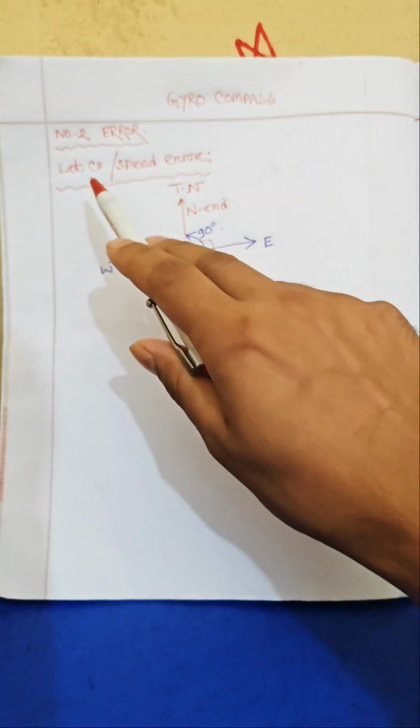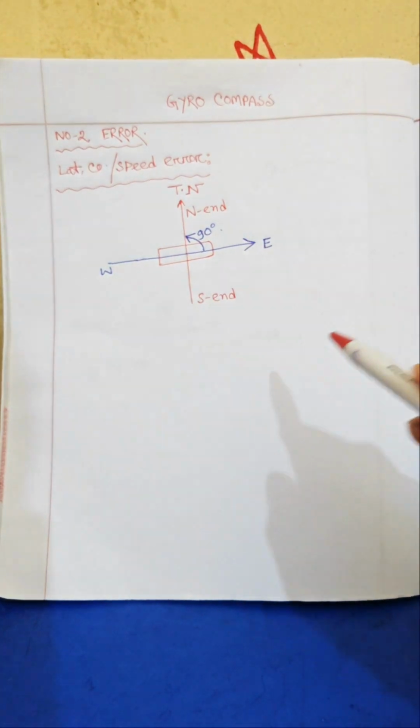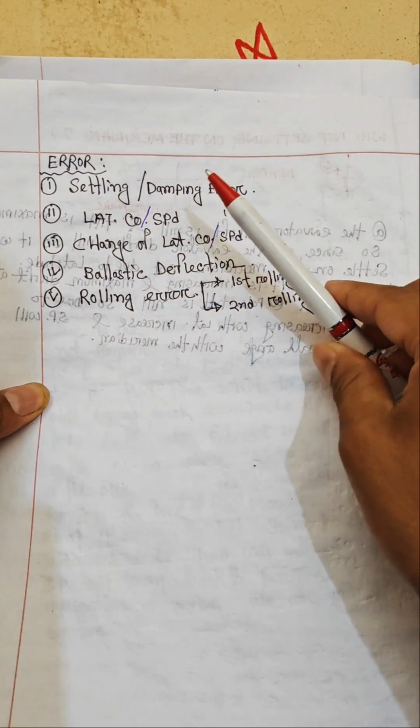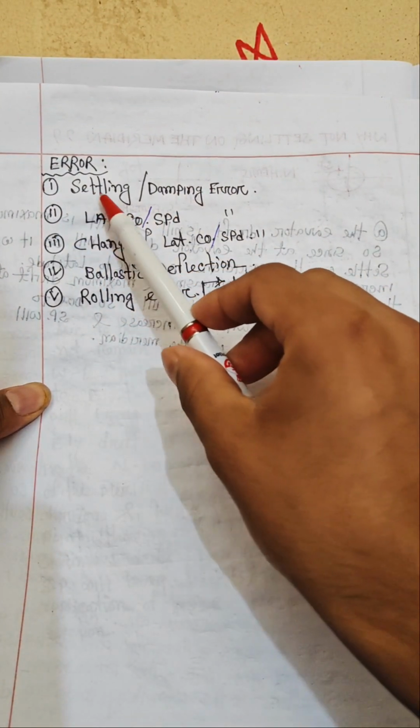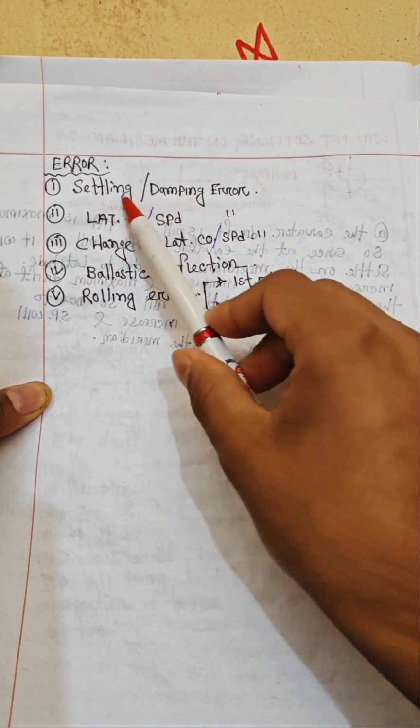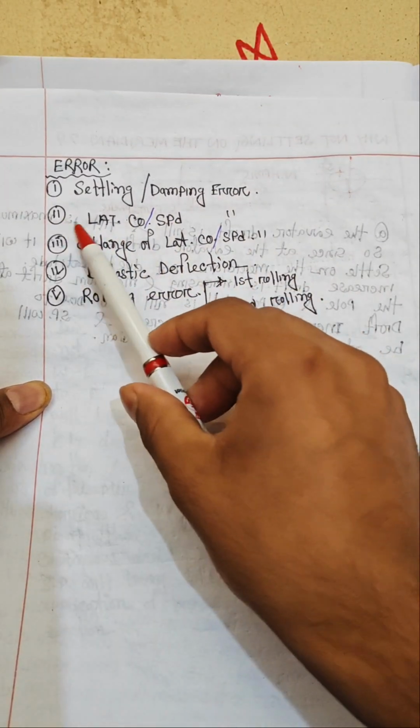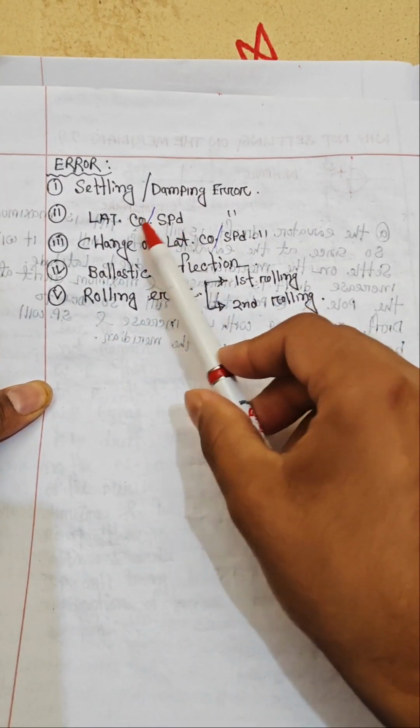So viewers, today our discussion topic is latitude course and speed error. You know that we have five errors for the gyro compass. Number one is settling or damping error. This one we already discussed. Today is this one, latitude course and speed error.